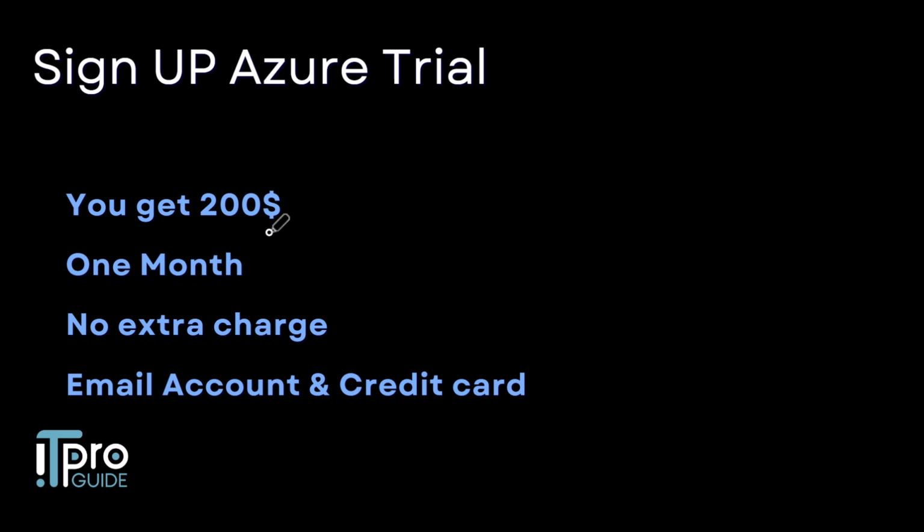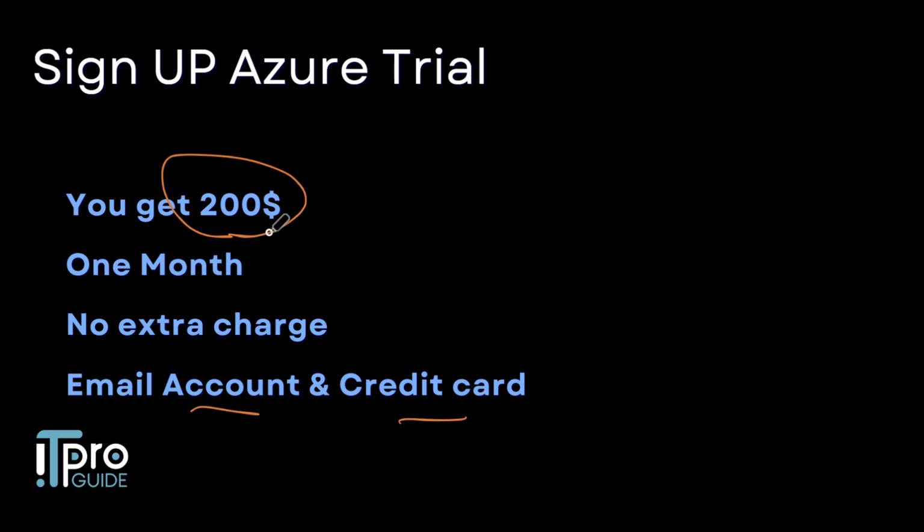When you sign up for an Azure trial account, you get a $200 credit, and that is valid for 1 month. And they don't charge extra if you exceed the 200 by running so many virtual machines. Then the machines will be stopped and deleted after a while. So they are not going to charge you extra. What you need for this is an email account and a credit card. If you used this email account and credit card before to enroll in Microsoft Azure, I think they will not let you do it again. So you need a new credit card.